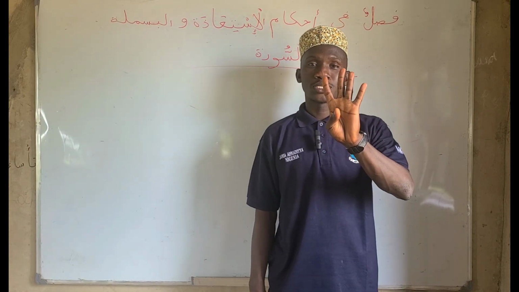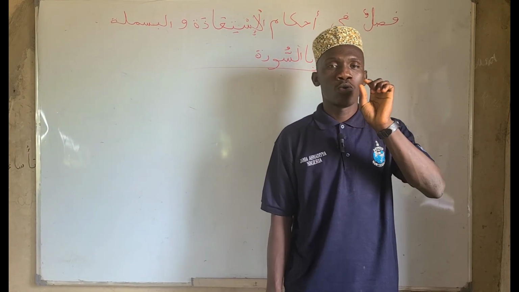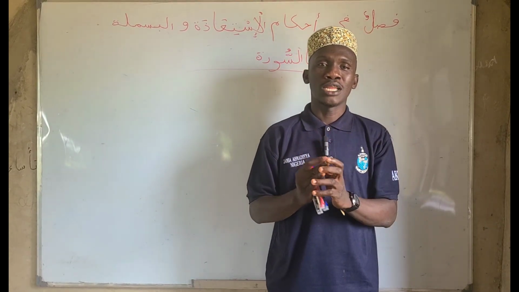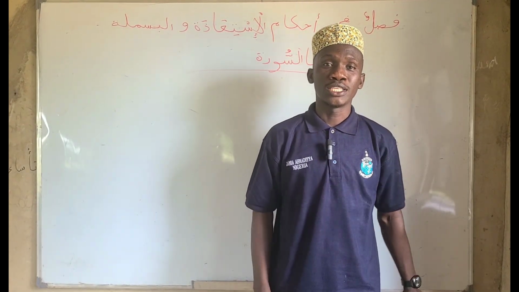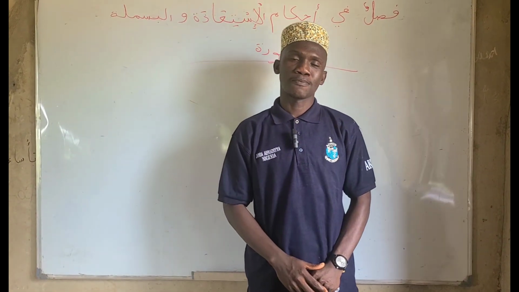There are four ways to read Isti'ādhah, known as أعوذ بالله من الشيطان الرجيم, and Basmalah, Bismillahir Rahmanir Rahim, with any verse of the Holy Quran. In this lesson, you are going to learn all the four ways. But the last one is very, very much important.